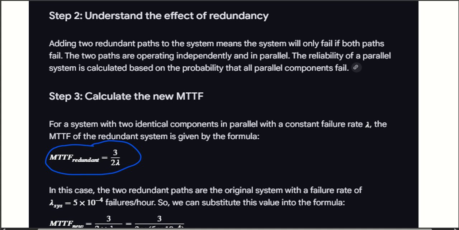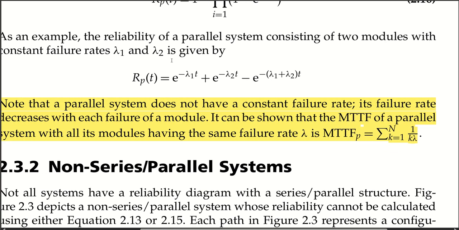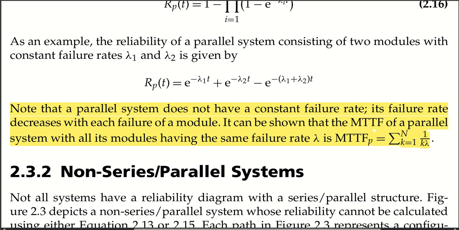Now, from the Israel Koren book, it is clearly stated that a parallel system doesn't have a constant failure rate, right? Each failure rate decreases with the failure of each component. You can prove that the MTTF of a parallel system with modules having the same failure rate lambda is given by the summation of 1 over k lambda.